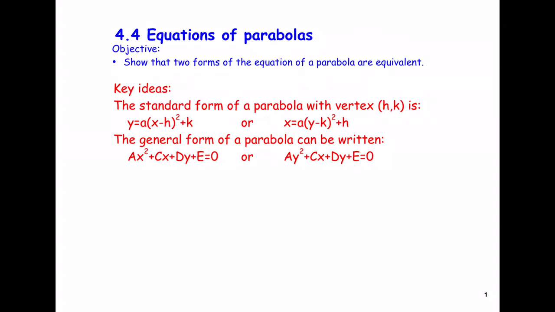So remember, when x comes first, it's going to open left and right. If it's a y equals equation, it's going to open up and down, which are the ones that we have worked with for the longest. The general form of a parabola can be written with your square term followed by the linear term, then your other linear term with the other variable, plus your constant.